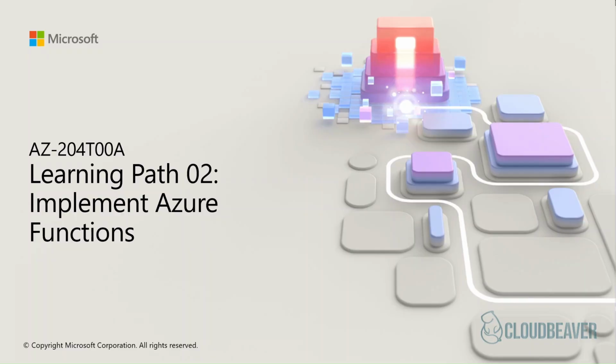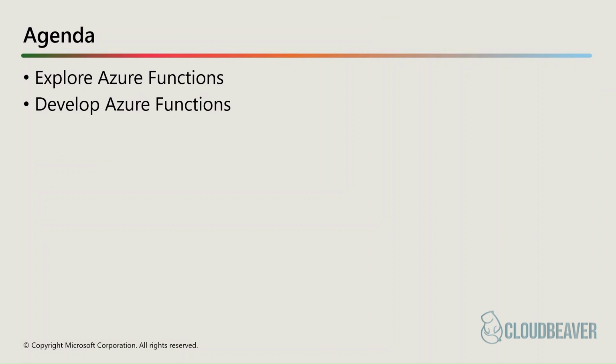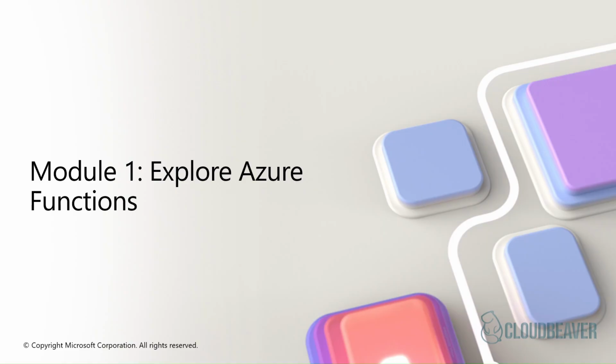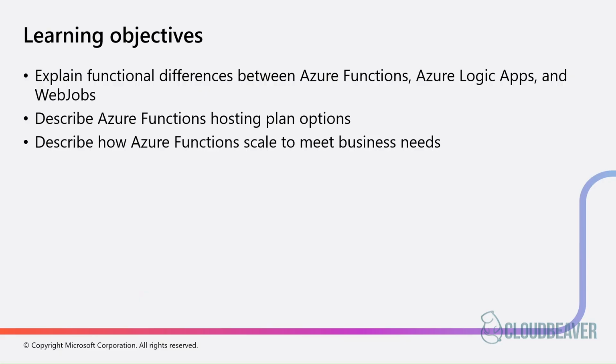Learning Path 2, Implement Azure Functions. In this learning path, you will learn a couple of modules. One is about exploring Azure Functions and the other one is to develop Azure Functions. And module 1, Explore Azure Functions.